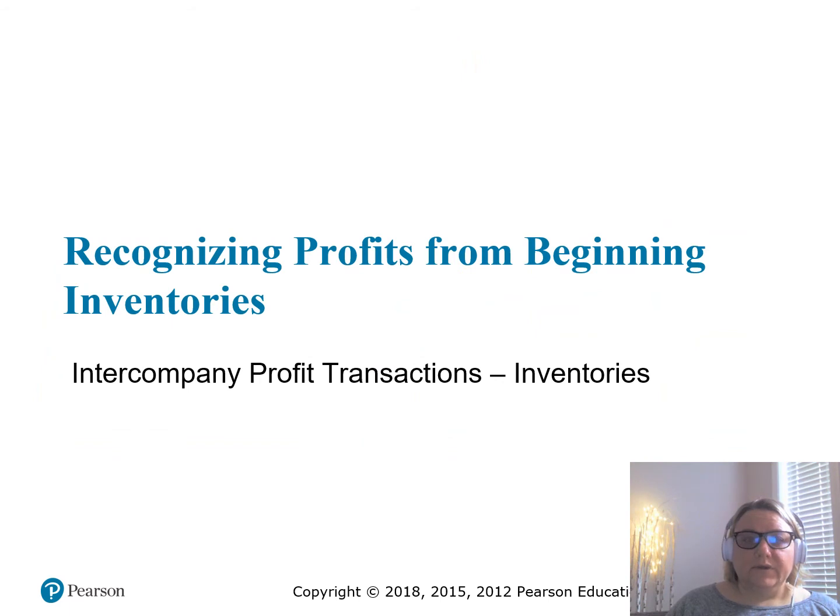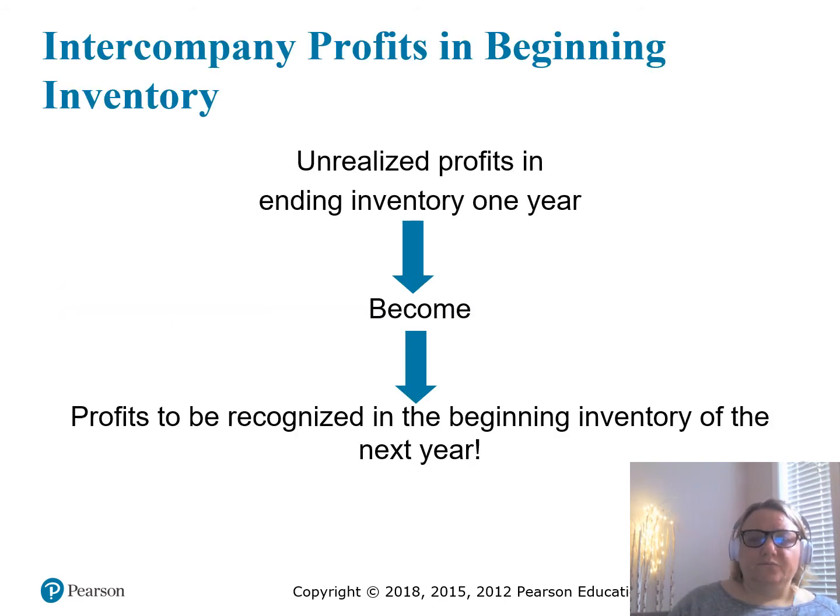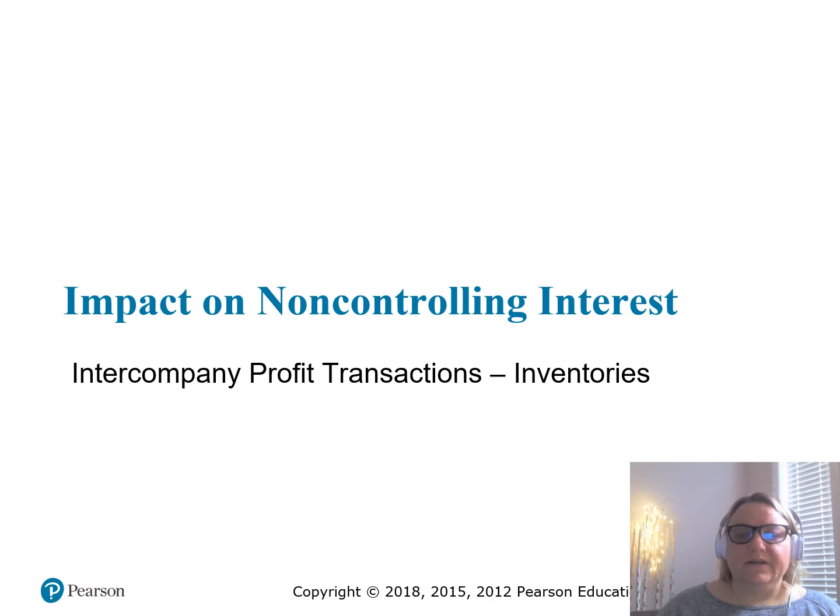Okay, so the next thing we're going to look at is recognizing profits from beginning inventories. So what you have to realize with this is that if you have unrealized profits in ending inventory, and I know I sound like a broken record here, ending inventory becomes profits to be recognized in the beginning inventory next year. So if you have something in ending inventory one year, it becomes next year's beginning inventory.